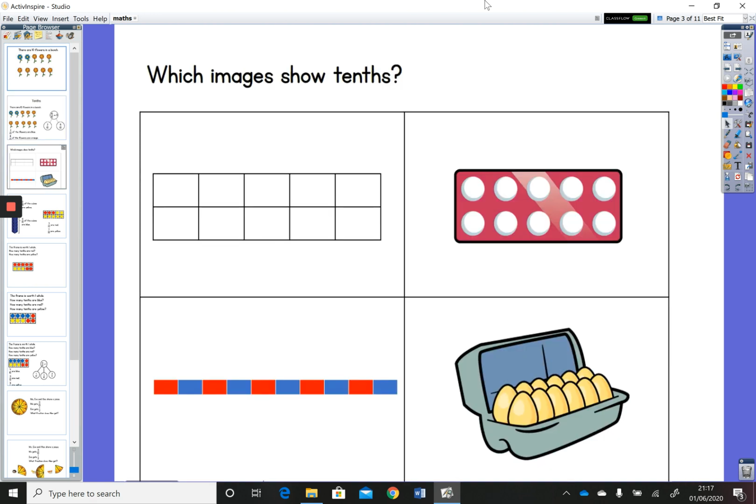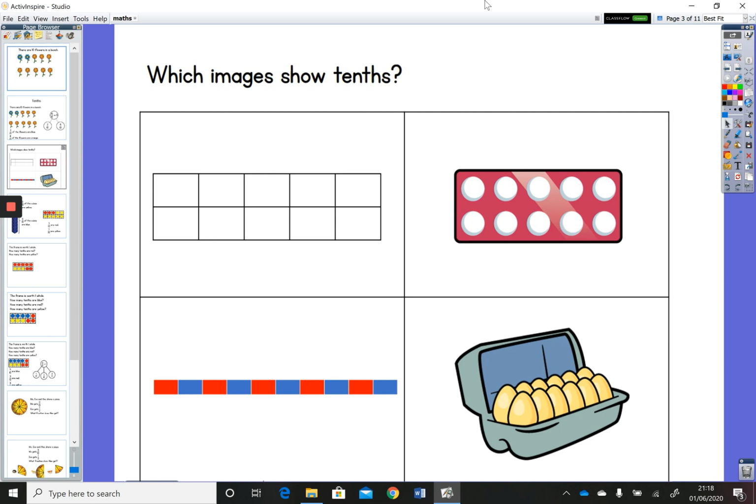Have a look at these pictures, and I've written: which images show tenths? This might be a good time to pause me because you really need to have a look at them and try to work out which ones are showing tenths. Remember, with fractions, they always have to have equal parts. Let's have a look at this first picture on the left-hand side. It's basically a rectangle, isn't it? Split into 10 equal parts. So that does show tenths.